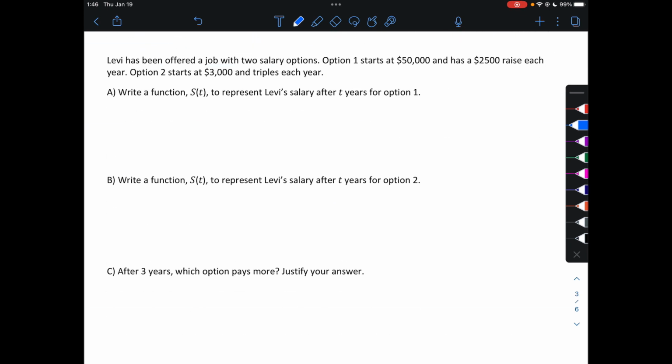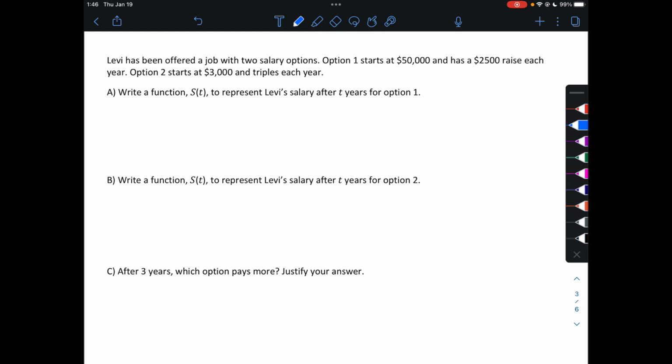All right, so let's talk about this next one here. Levi has been offered a job with 2 salary options. Option 1, he gets $50 grand in his first year and a $2,500 raise each year. It's pretty good. Option 2 starts at $3,000, which is terrible, but it triples every year. Well, let's see how that comes into play here.